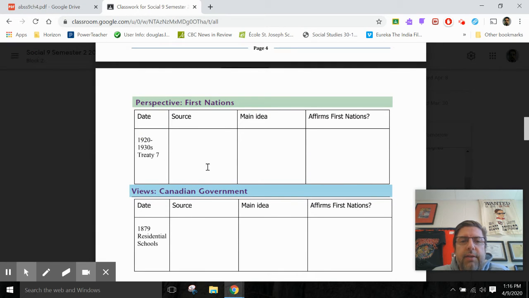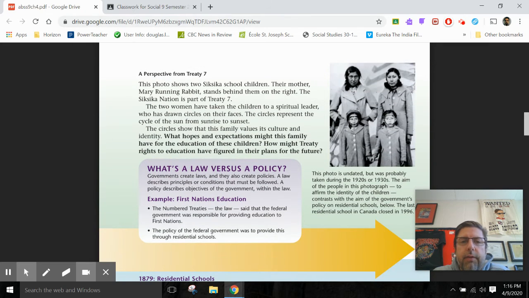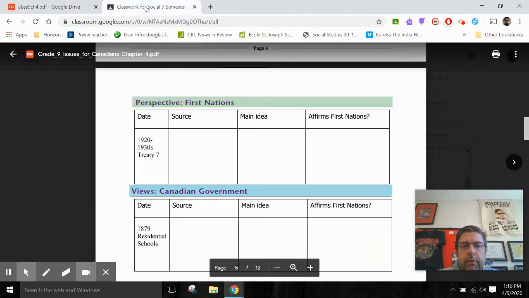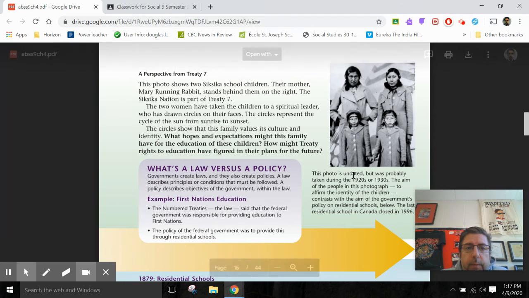You have the next set. So you would go to the next page. Once again, the top would be the First Nations perspective, 1920s, 1930s, Treaty 7. So they give you an approximate date. You need to now find the source. Maybe you try to find some sort of source here. The source would be the undated photo.